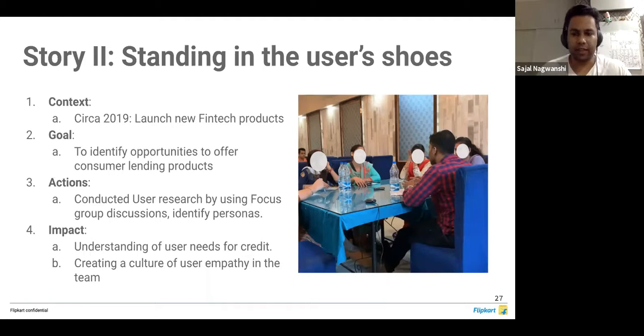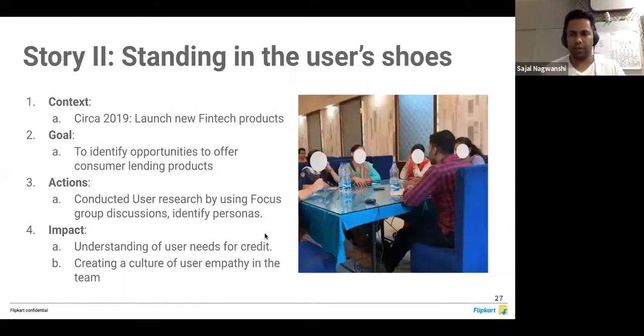The impact of this study was, first of all, of course, we got to understand the user's need for credit. But second, which was the more important one, is that it created a culture of user empathy in the whole team, not just user research and design, but product, business, analytics, and even the developer team, which I believe was a far greater impact than anything else.